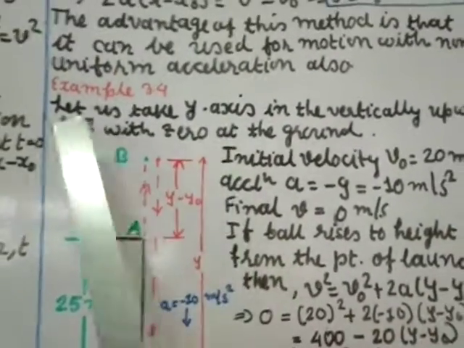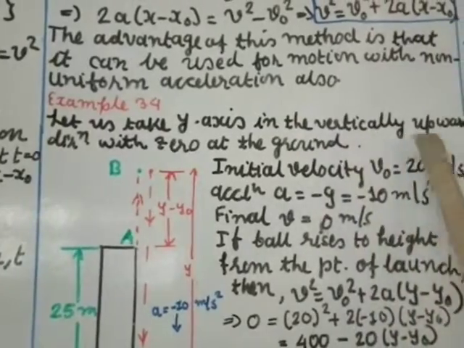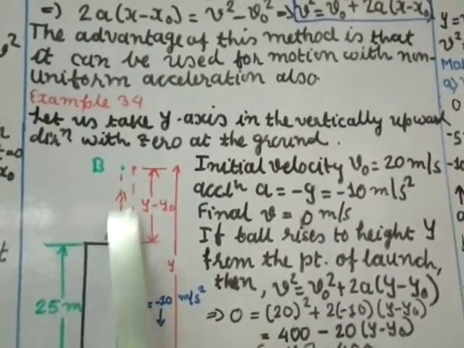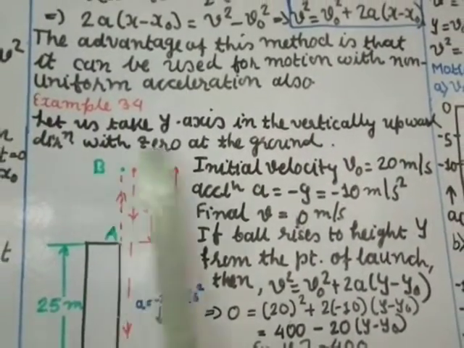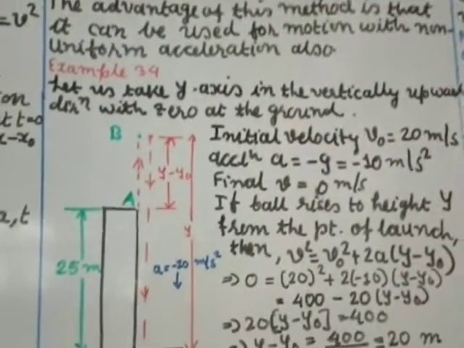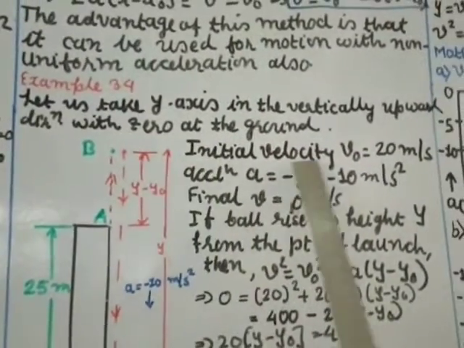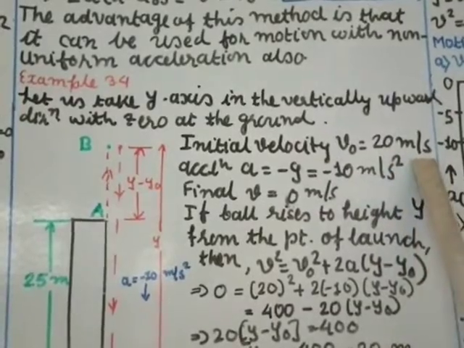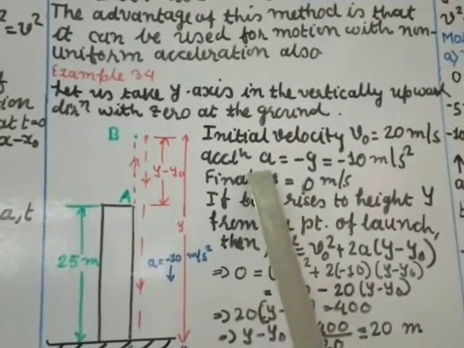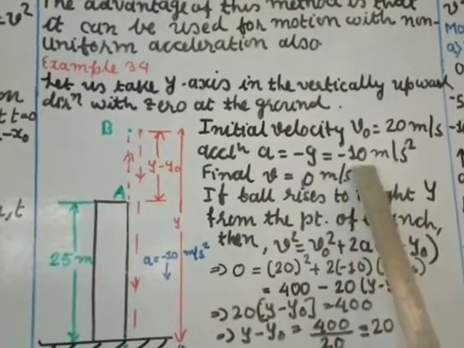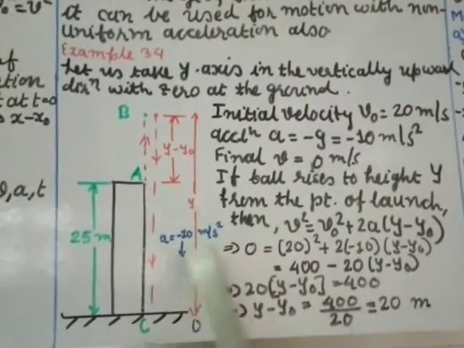Let us take the y-axis in the vertical upward direction. So the vertical upward direction is the y-axis with 0 at the ground. So this is my 0 position. Initial velocity v0 is equal to 20 meters per second. The acceleration a due to gravity is minus g, equal to minus 10 meters per second square. See, I have written here.